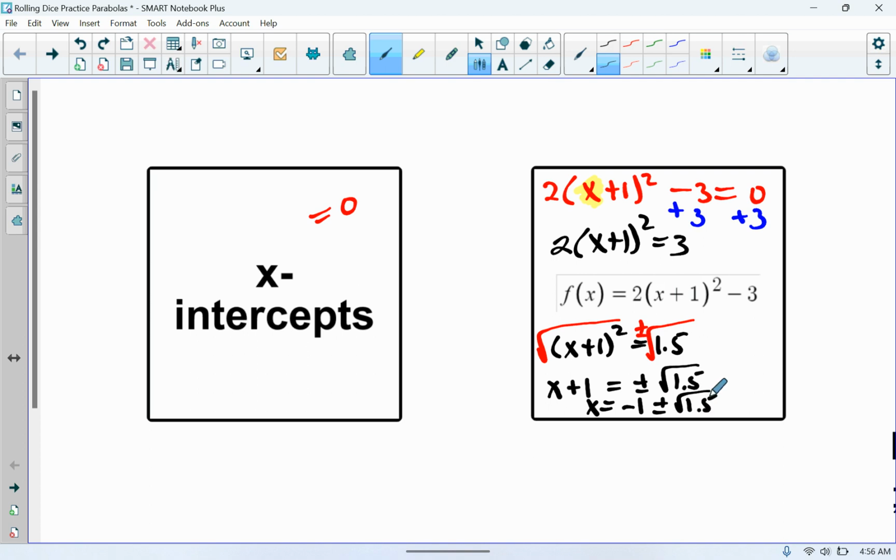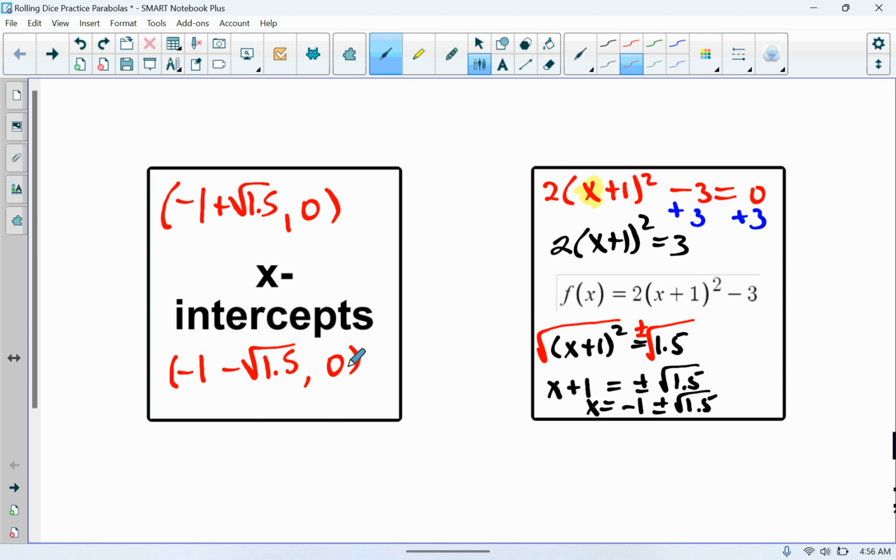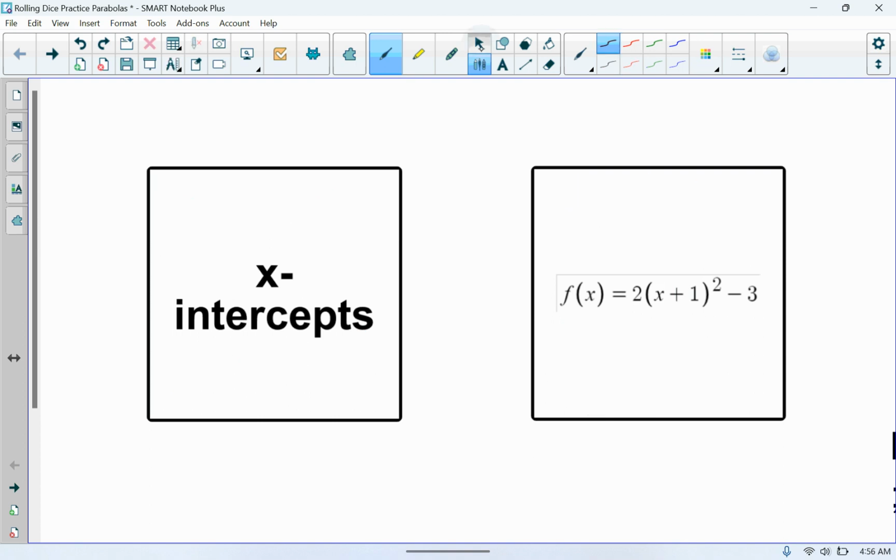Again, we're interested in x-intercepts. So I don't just want to list the x values, I actually want to list the whole point. So we're going to say it is negative 1 plus square root of 1.5, 0. So this is the 0 I'm getting by going to the right of my axis of symmetry, and my axis of symmetry is at negative 1. Or I could choose to go left, which is negative 1 minus square root of 1.5, 0. So those are my two x-intercepts. All right, let's see what else we got.